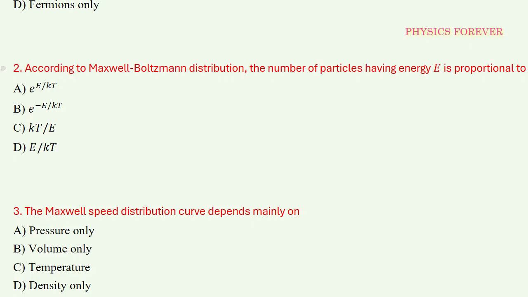Then question number 2: according to the Maxwell-Boltzmann distribution, the number of particles having energy E is proportional to e to the power minus E by kT. So option B is correct.